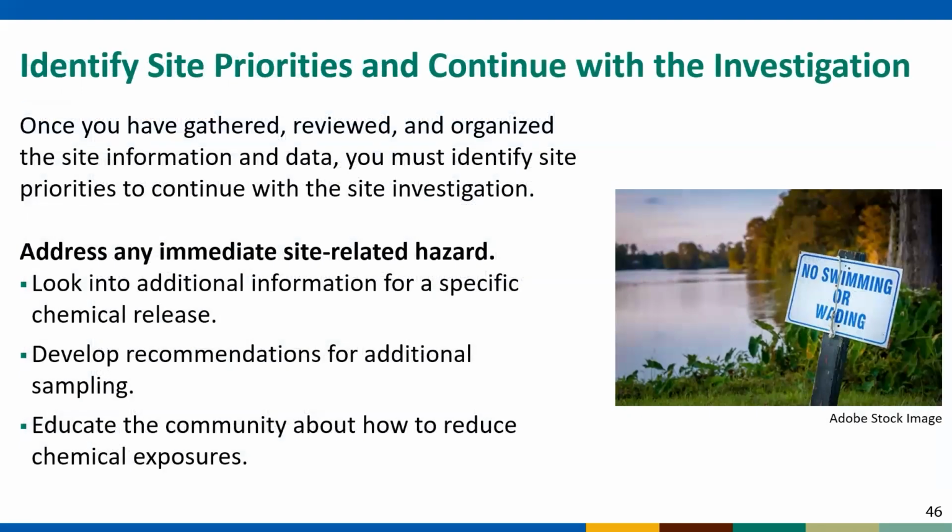The PHA process can be very long, and the document comes at the end of the process. But you want to make sure that any immediate site-related health hazards are addressed early on, not at the end of the process. Once you've gathered, reviewed and organized your site information and data, you must identify site priorities to ensure any immediate site-related hazard is addressed.